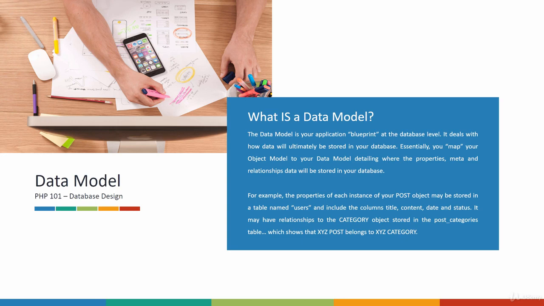The third type of table then is a relationships table. And a relationships table is how you tie two different objects together. So that's how you say, okay, this post belongs to this category. And oftentimes there's really only two columns in a relationships table, object 1 ID and object 2 ID.